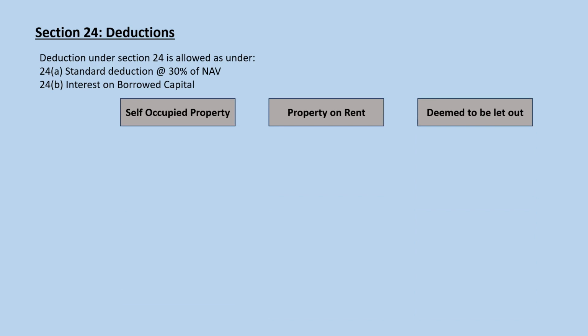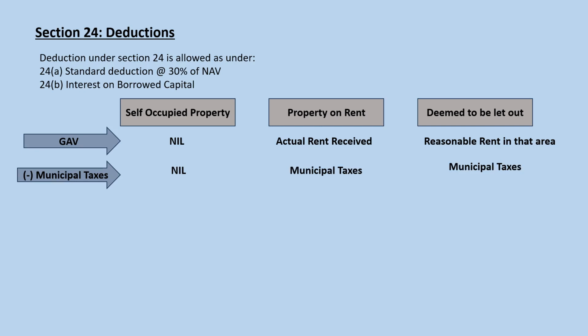Now let us see three scenarios where you have self-occupied property, property given on rent, and deemed to be let out property. Here the gross annual value, in the case of self-occupied property, is nil. In the case of property given on rent, it is the actual rent received, and in the case of deemed to be let out property, it will be the reasonable rent in that area. Municipal taxes, in case of self-occupied property you cannot claim any deduction. In the case of property given on rent and deemed to be let out property, you can claim the deduction of municipal taxes, which will give you the net annual value of the property.